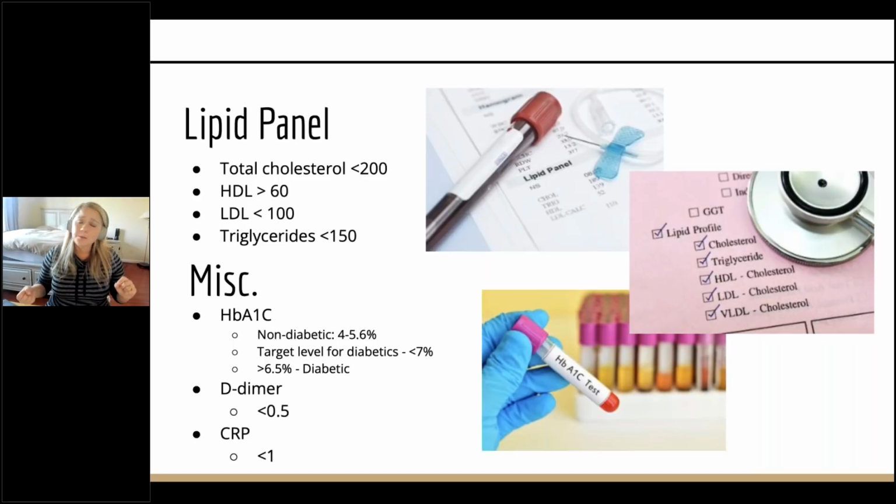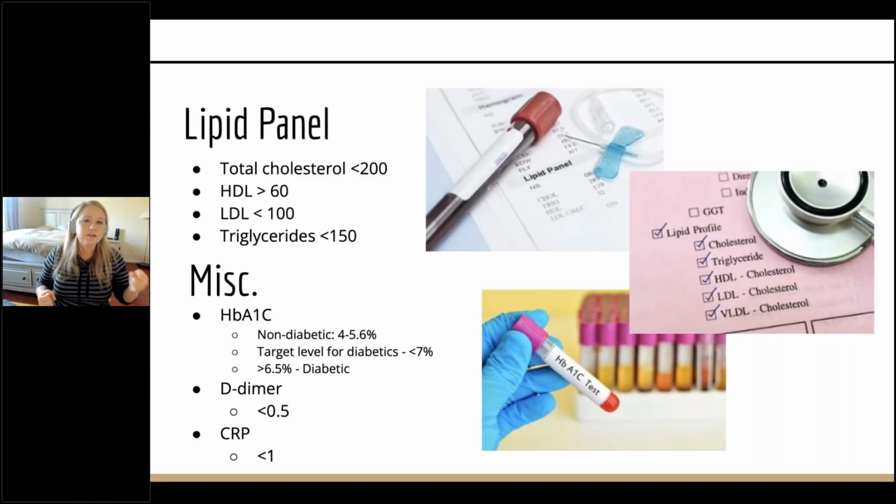So both of those numbers, we want to be very low. For the D-dimer, less than 0.5. Anything greater than that, 1, 2, 5, 50, and we're pretty suspicious that this patient has a clot somewhere. Now we have to go find it and figure out more.